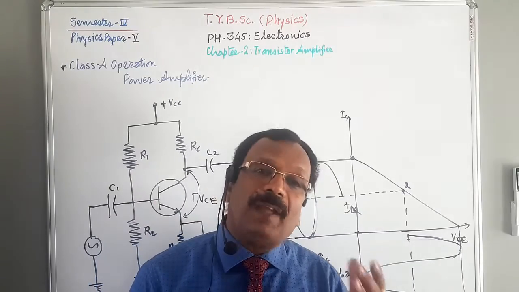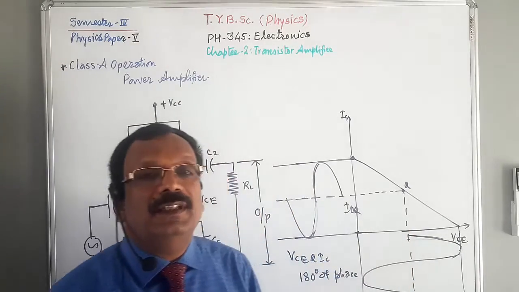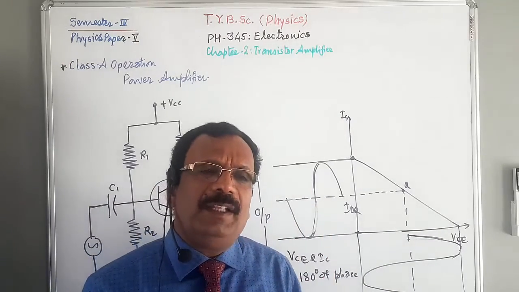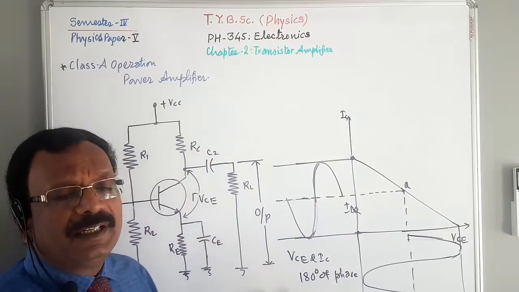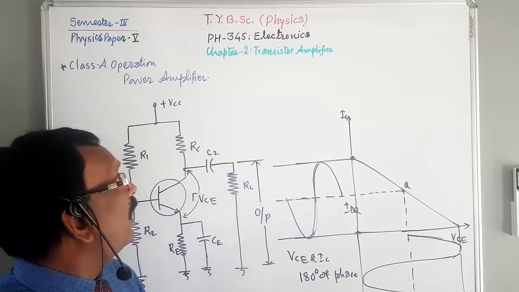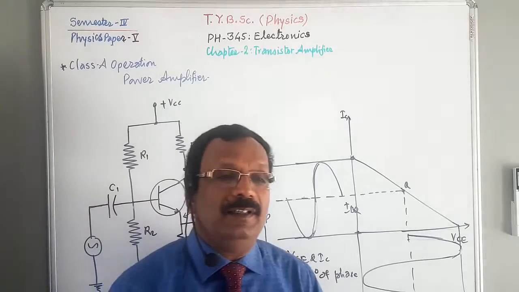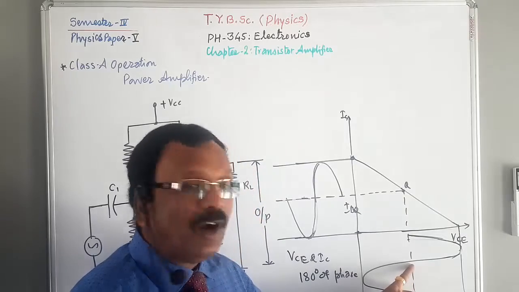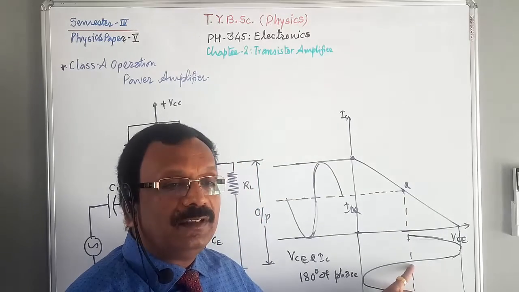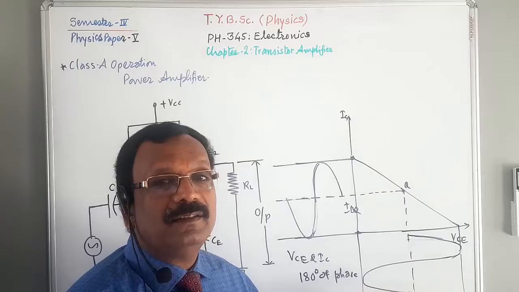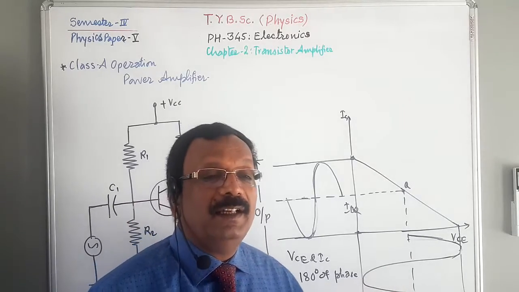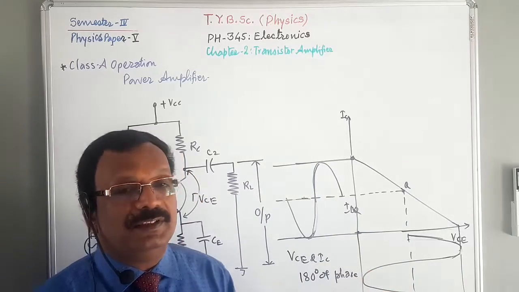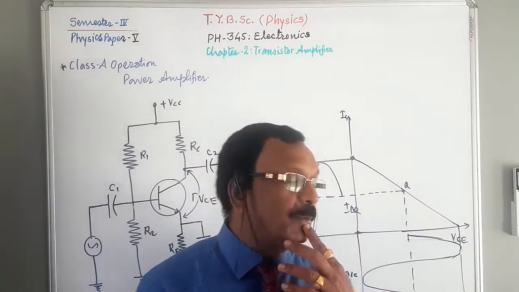Here I am going to tell you some advantages and disadvantages of this class A amplifier. One of the best advantages is that it has a simple construction. Construction of a class A operation amplifier is very simple. Second, the operation is distortionless. We get a smooth output. When amplification is completed, we get a distortionless output voltage. These are the two best advantages of this circuit.